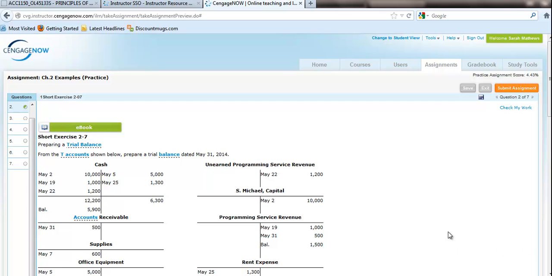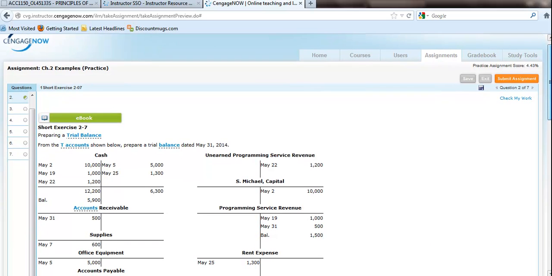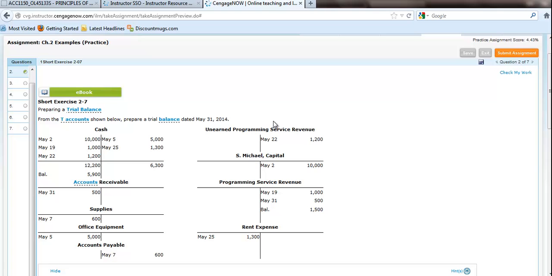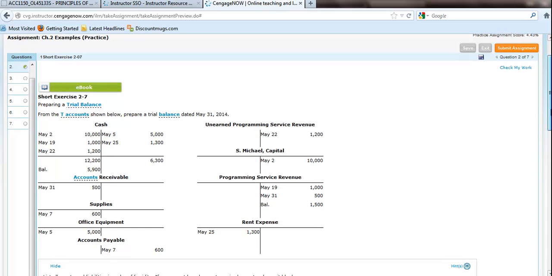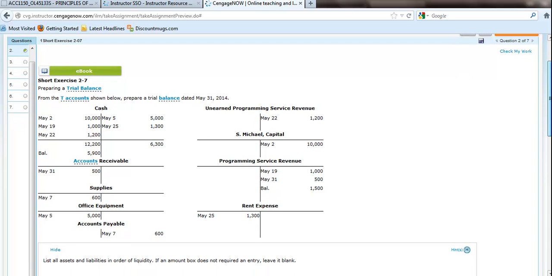We are now going to take a look at the preparation of a trial balance. You'll see on the page in front of you, we have a series of T accounts that have already been footed and balanced for you, and our task is to prepare a trial balance from this information.